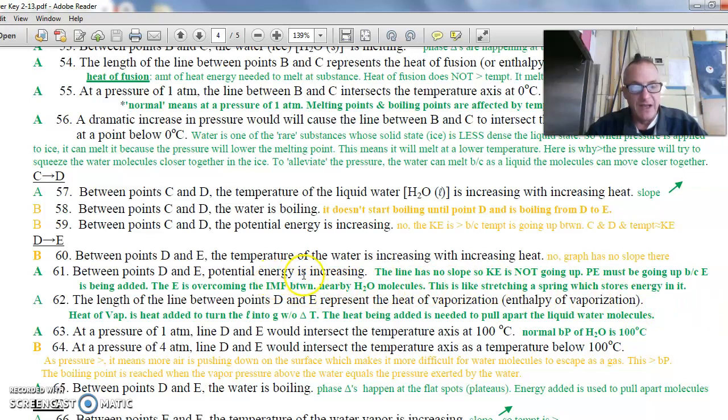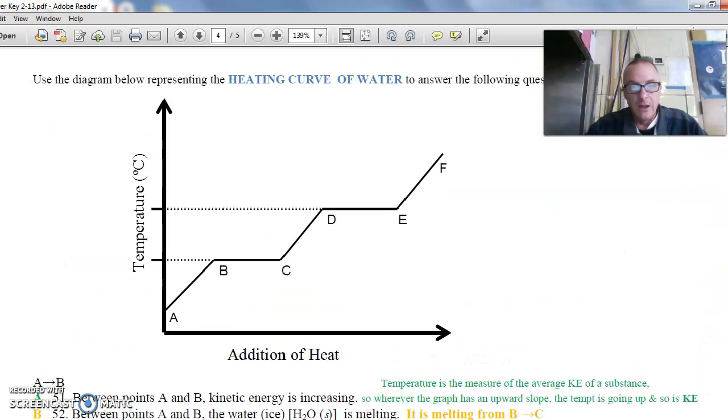Between D and E, the potential energy is increasing. Absolutely. We are adding energy in between D and E. We are still adding energy. The energy is going up. The temperature is not going up, so the kinetic energy is not increasing. The potential energy must be increasing. If the kinetic energy is not going up, then the potential is going up.